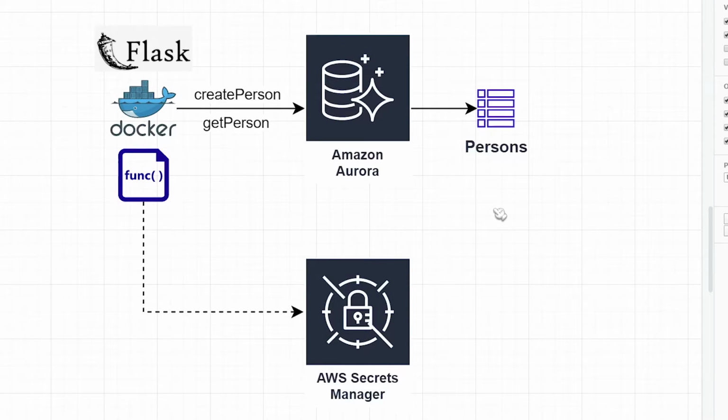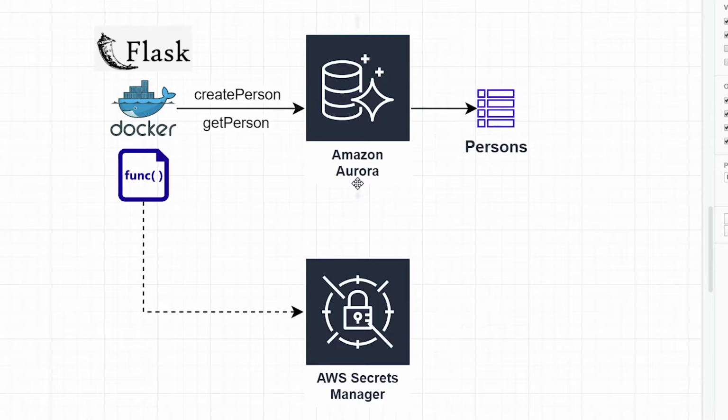Hello everyone, in this video we are going to be setting up a Flask-based Docker application that interacts with Amazon Aurora Serverless using the Data API. This application is going to have two endpoints. One is going to be for create person and the other is going to be for get person.